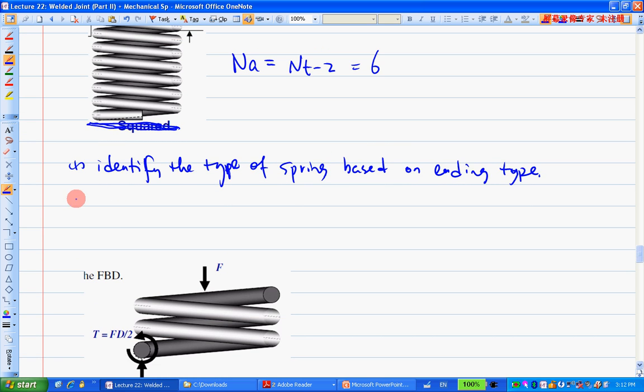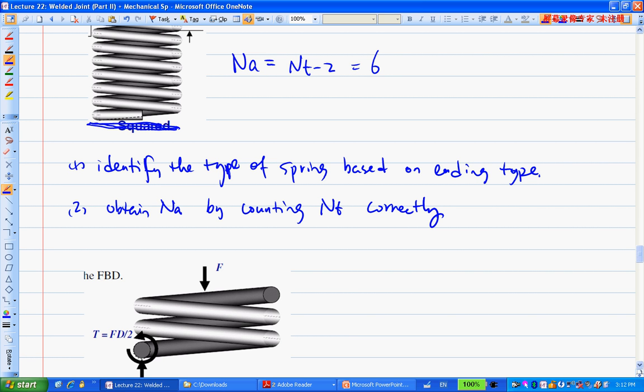So identify the type based on this. Then obtain the NA by counting NT correctly. So know how to count the coil. One turn is one coil.